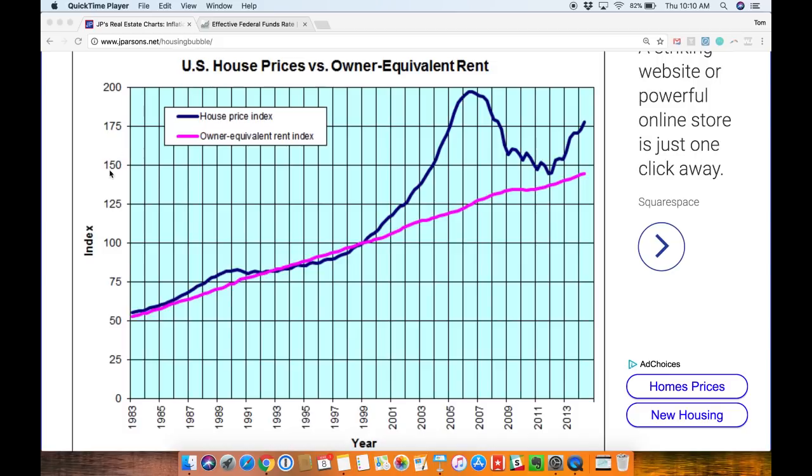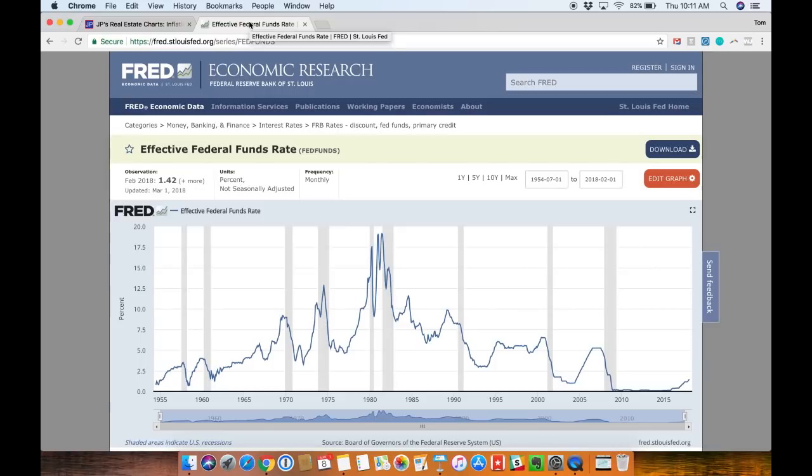So the chart starts off at 1983, and you can see all the way from 1983 till about 1999, year 2000, rents and house prices kind of just grow in line together. And then around the year 2000, something happens here, and property prices begin to separate themselves from rent. And the reason that the property prices started to separate themselves from rent, I'm going to come back to this chart in a second, but I'm just going to flip over to another tab here on my laptop.